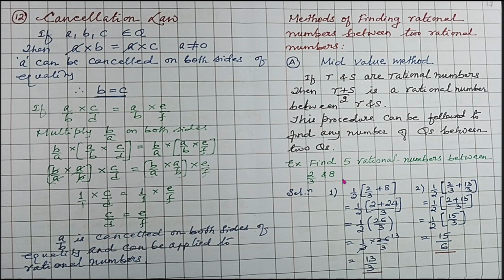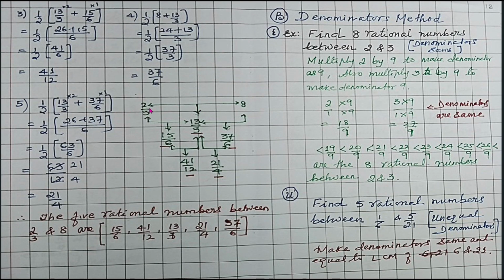To find the average of this, we have to add the two numbers and divide by 2, and by calculation we get 13 by 3. Again take 13 by 3 and 2 by 3, find the average, and we get 15 by 6. So we took 2 by 3 and 8 and got 13 by 3, then took 13 by 3 and 2 by 3 and got 15 by 6. Now take 13 by 3 and add 15 by 6 and divide by 2, we get 41 by 12.